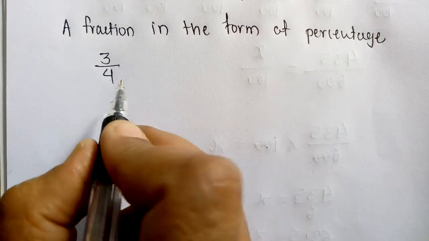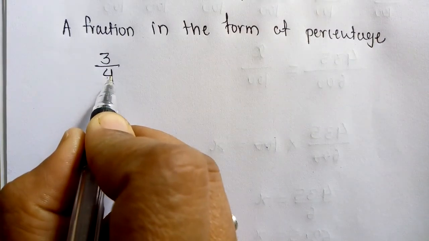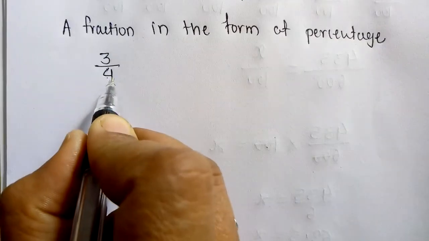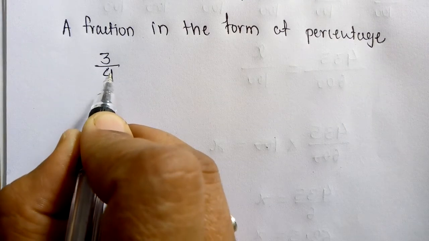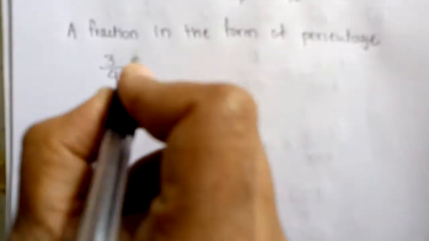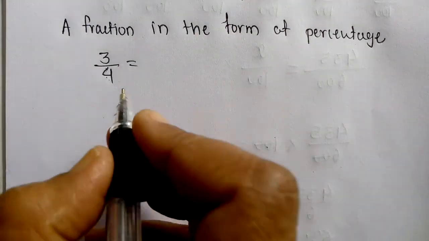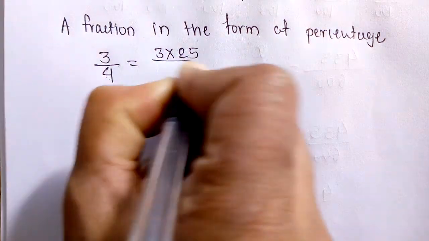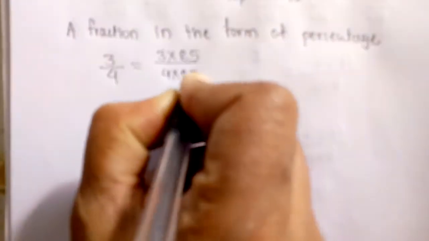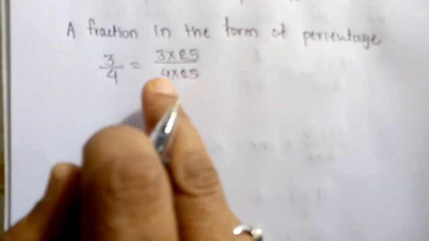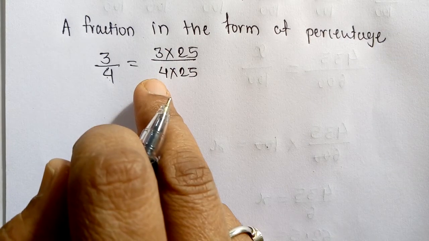Okay. So, for making this 4 into 100, what to do? We have to multiply this 4 by such a number to get 100. Suppose I will multiply it by 25. It means 3 into 25 and 4 into 25. 25 fours are 100. So we will get the denominator 100.